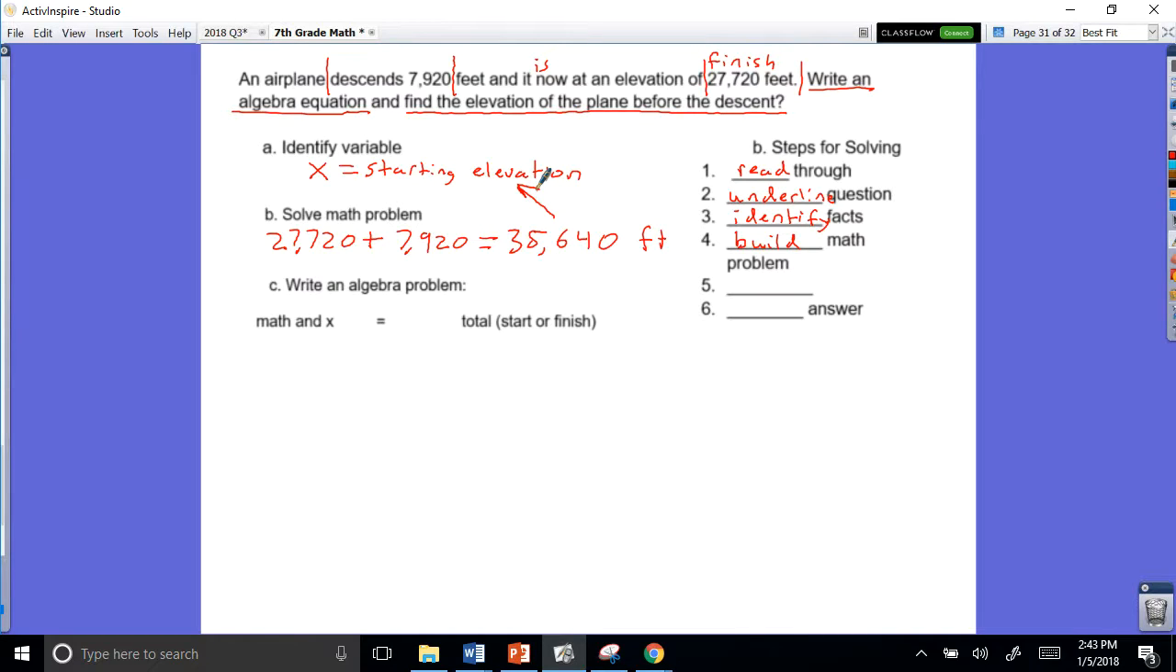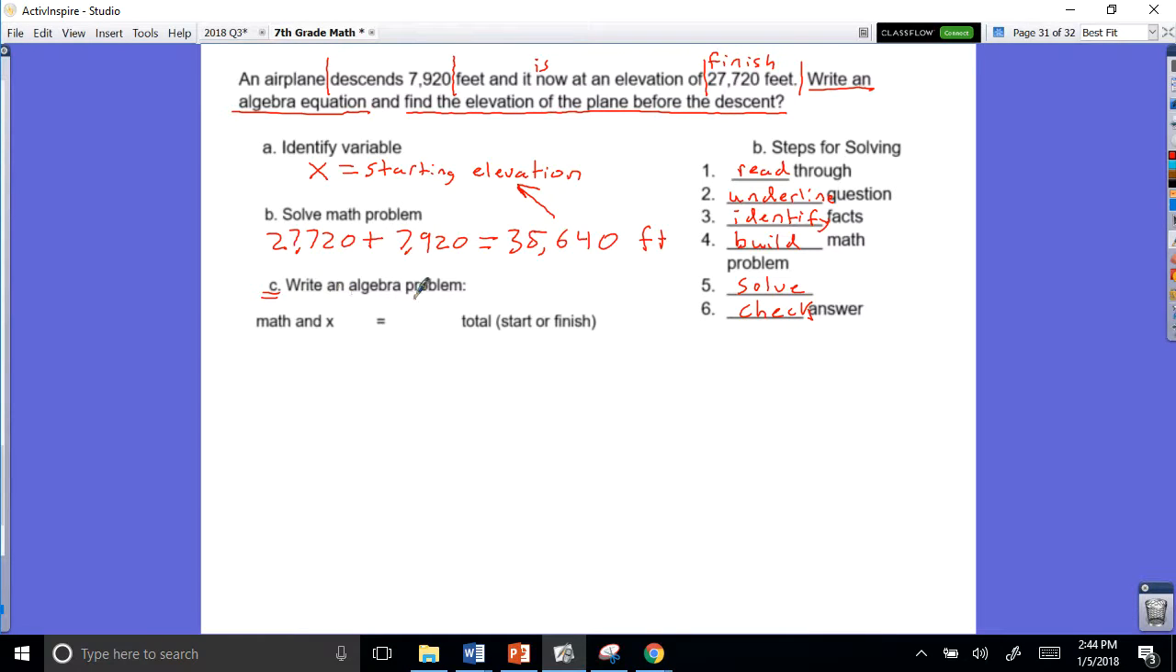We're going to pretend like we don't know this number to do this part right here. Let me fill in these other ones. We solve the math problem. Check your answer. Make sure it makes sense. It does, because this is where it was. We have to add back the amount it went down, and that'll tell us where it started. All right, so now we're on part C.